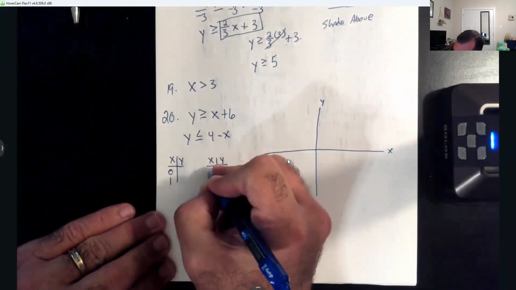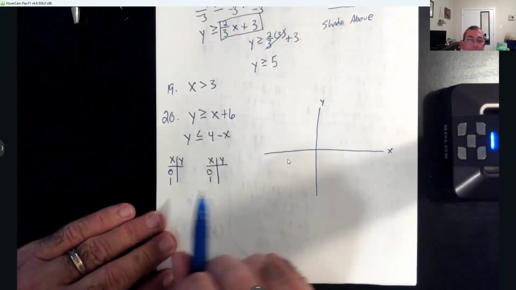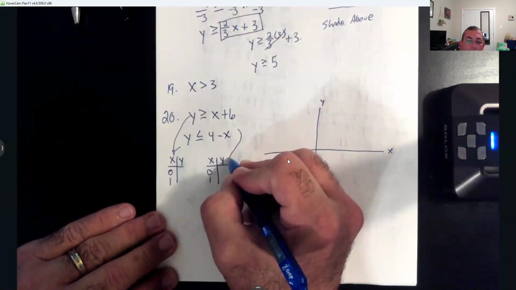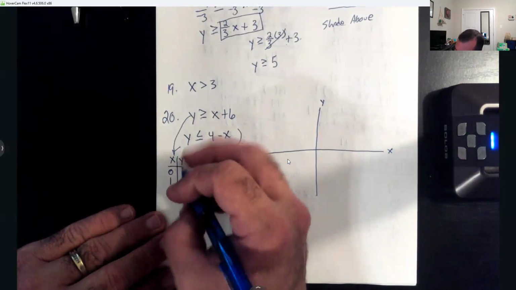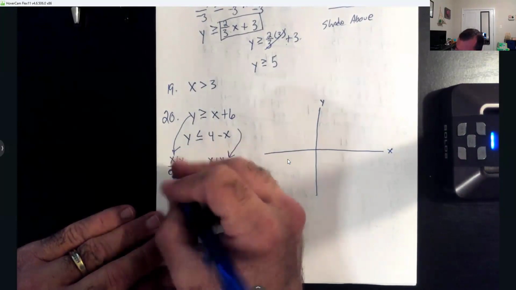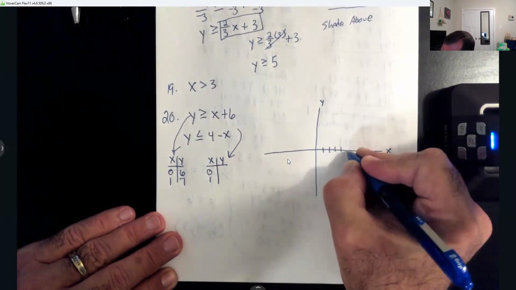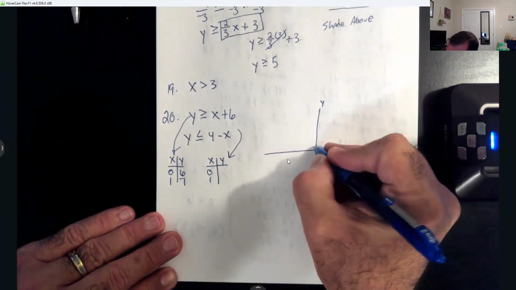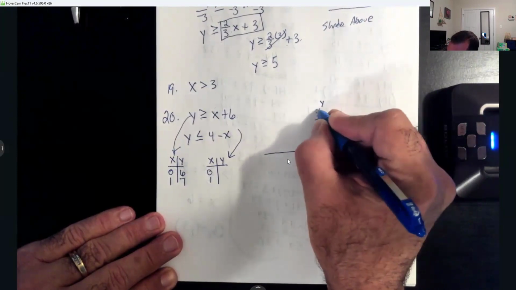And I'm going to pick 0 and 1 for both points for my x's, because I don't have any fractions. So this one I'll plot here. This one I'll plot here. So if I put a 0 in for the x, 0 plus 6 is 6 for the y. If I put a 1 in for the x, 1 plus 6 is 7 for the y. So let me make that go out a little bit. So there's 5, 6, 7, 8, 9, 10.